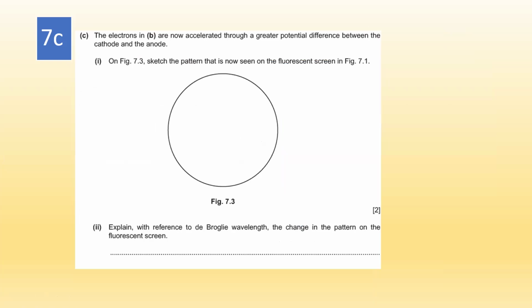Electron in B is now accelerated through a greater potential difference between the cathode. Sketch the pattern that is now seen on the fluorescent screen. I can argue it out. Would the wavelength be shorter or longer?